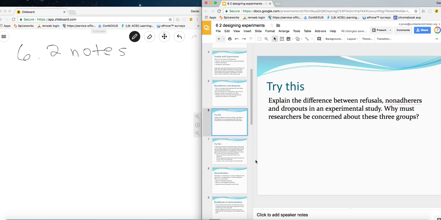So I want you to think for a minute, what is the difference between refusals, non-adherers, and dropouts in an experiment? And why should a researcher be concerned about these groups? So write this down in your binder. See if you can define these three or give me a basic definition of them. And tell me why researchers care so much about these.